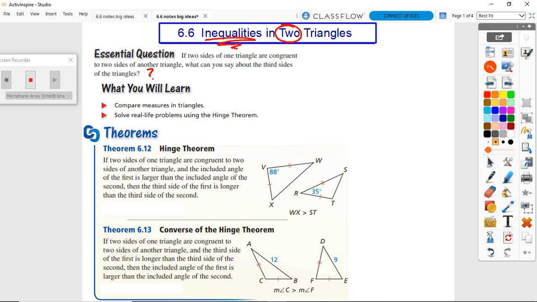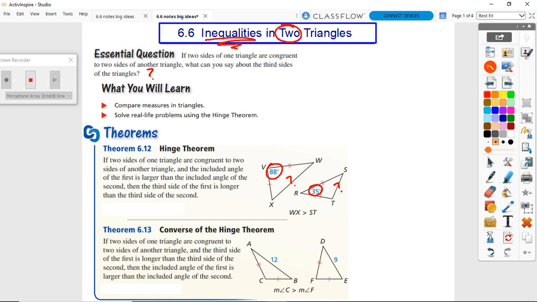All right, so the hinge theorem. If two sides of one triangle are congruent to two sides of another, and the included angle of the first one is larger than the included angle of the second one, then the third side of the first is longer than the third side of the second. So that and that.